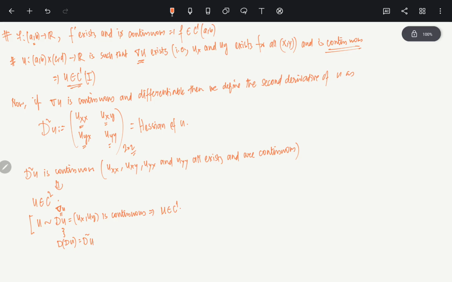So d of du is d2 of U. This is called the Hessian of U, which we defined earlier. Now, if this d2 of U is continuous, then it is again a function, and we call U a twice continuously differentiable function, so U is C2. C2 means twice continuously differentiable. I hope you have understood what's happening here.